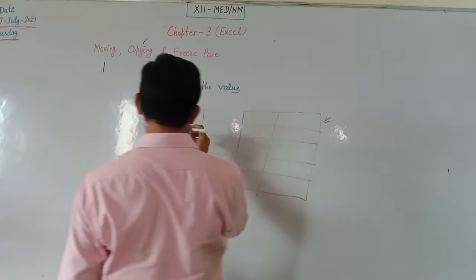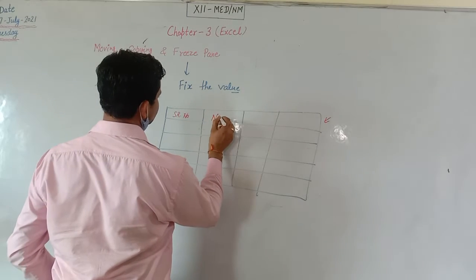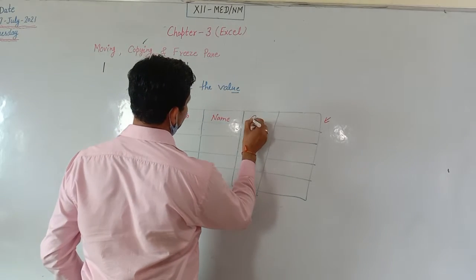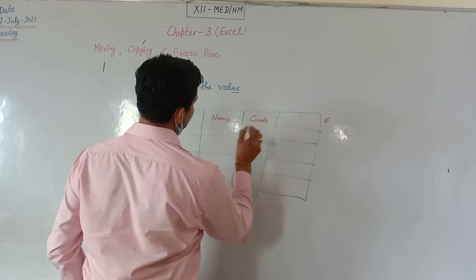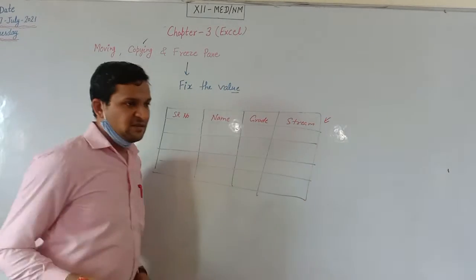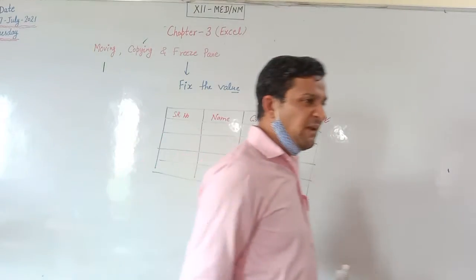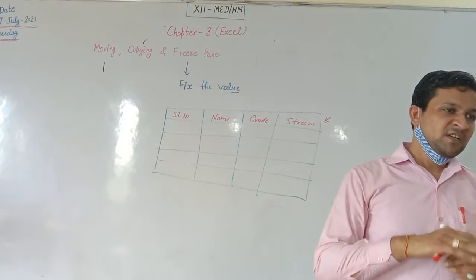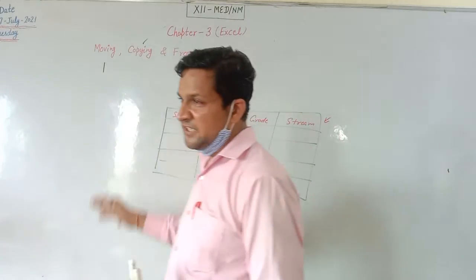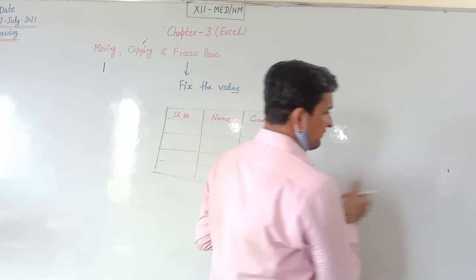Like the first line is heading: serial number, name, grade and stream. If we are having 40 to 50 entries, up to 50 entries can be displayed on one page. And if we are having 500 entries, what will happen? We will try to drag it up and down by using which operation?